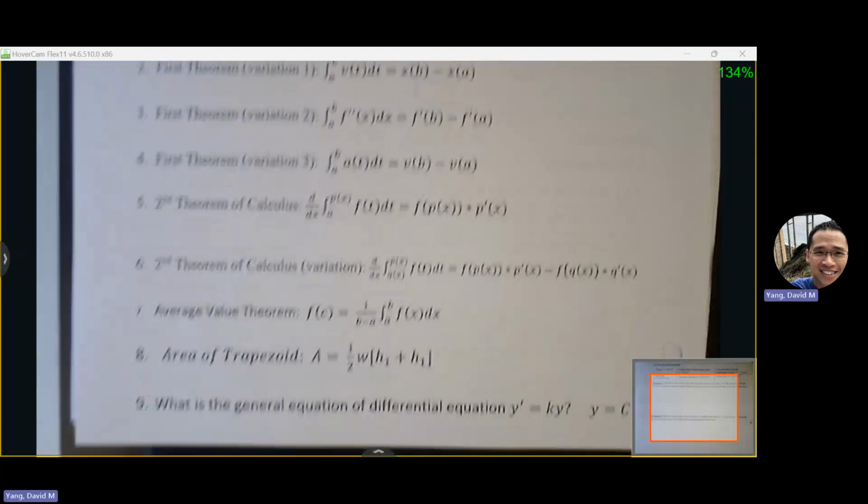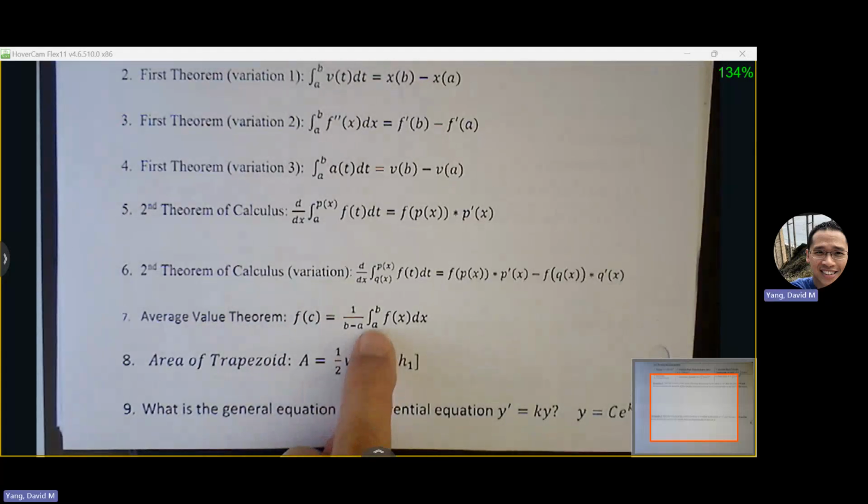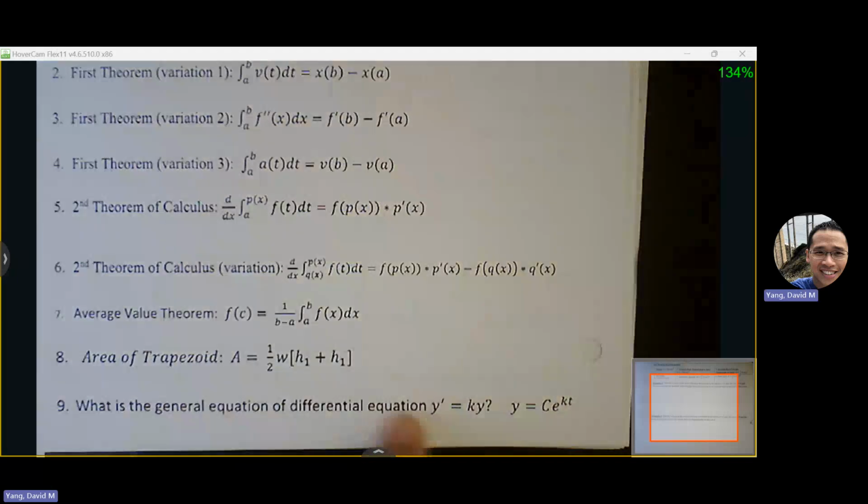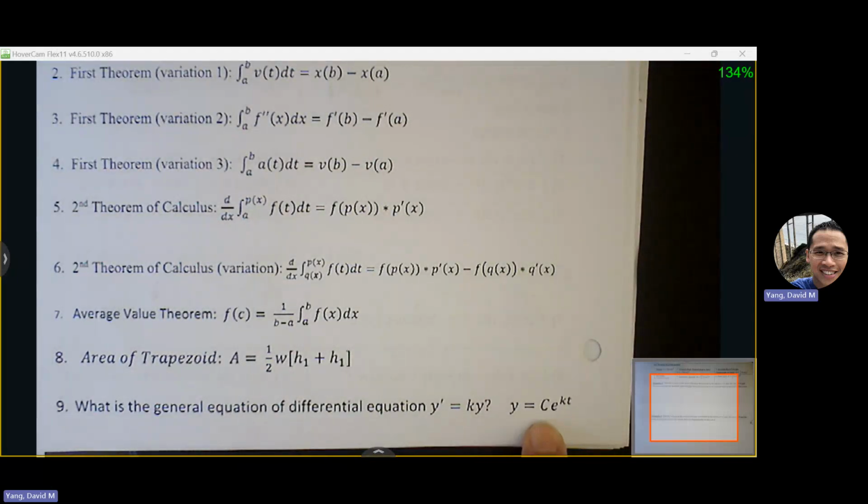Okay. Average value theorem: 1 over b minus a, integral from a to b of f of x dx. Area of a trapezoid: 1/2 width times height 1 plus height 2. And then the general solution for y prime equals ky is y equals ce to the kt.